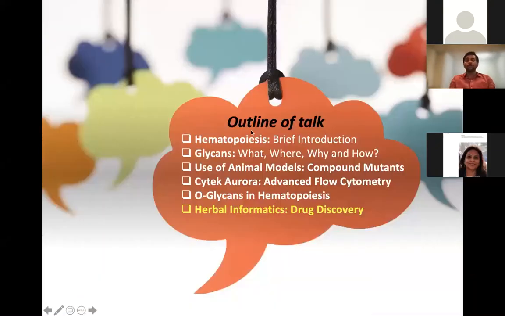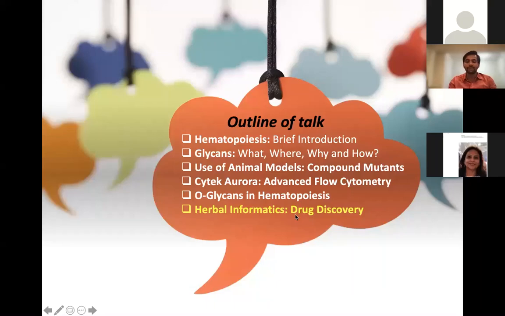First of all, I would like to brief the outline of today's talk. I will be talking about hematopoiesis, just a brief introduction for all the students, and the glycans: what they are, where they are, why and how we should study glycans. Then I will be introducing the use of animal models. We have developed several compound mutants to study the glycans and their role in hematopoiesis. And then I will introduce one very advanced flow cytometry technique that was recently launched in 2018, Cytek Aurora. And then O-glycans in hematopoiesis. And after all that, I will be introducing herbal informatics, which is a very popular tool for drug discovery.